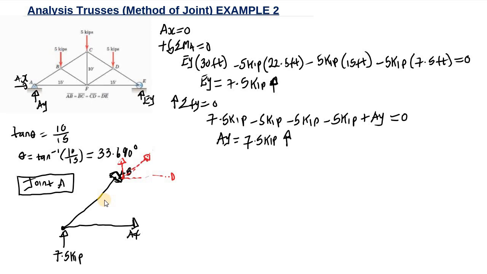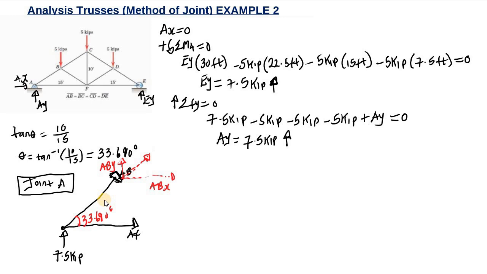Oh, hope you can see this clearly. Yeah, so this is AB, this is AF. Now, because we know that this angle is 33.690 degrees, we need to calculate AB and AF. So this is what we need to calculate now.